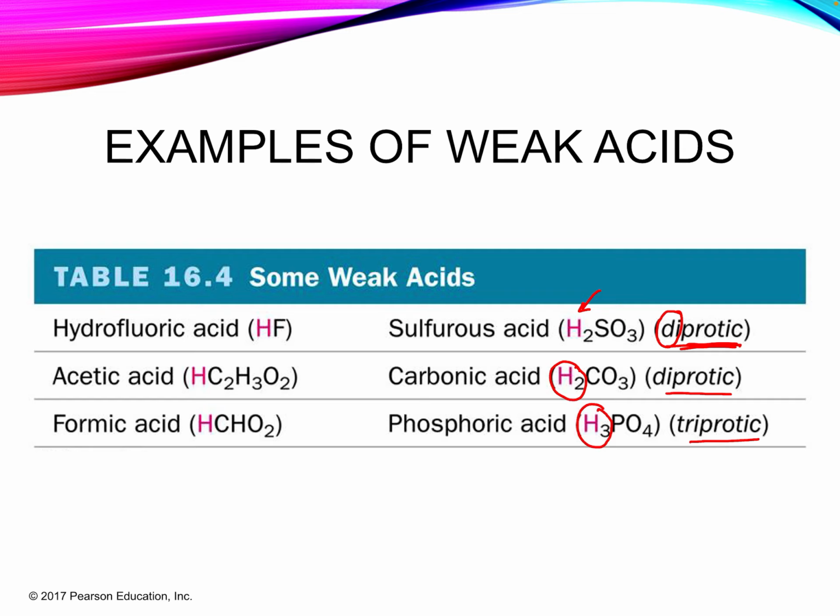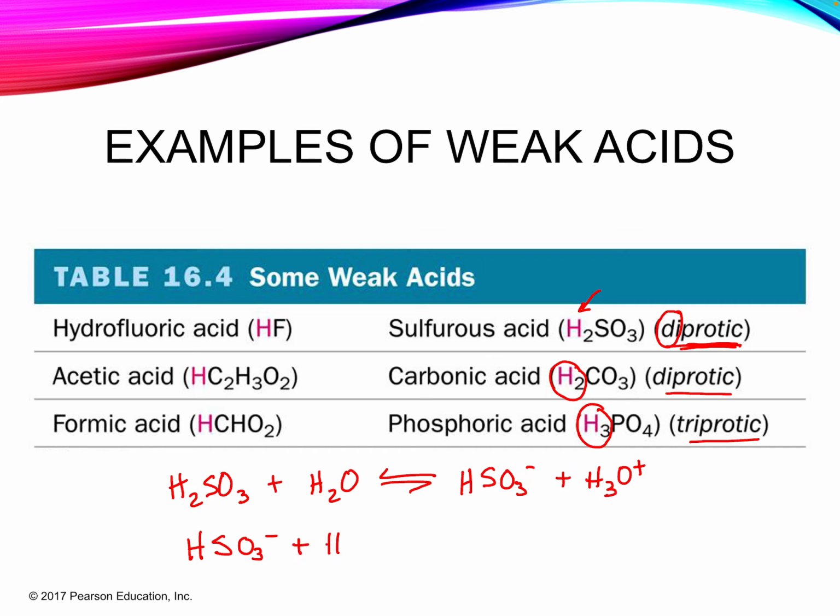Like if we have sulfurous acid, it will react with water. And our first one will release one of the hydrogens. And then it can undergo another reaction with water, right? We'll take that conjugate base from the previous reaction, react it with water, and then we will get our final conjugate base. Okay, so they don't both happen at once.